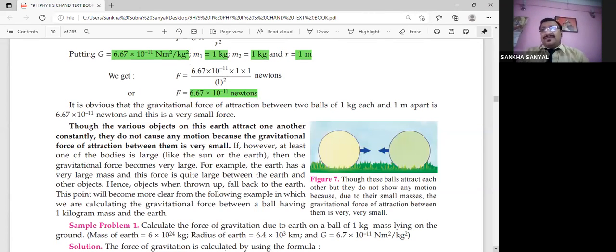There are times when people ask me, if it is so, according to what you are saying, if the earth is attracting the stone towards itself, then the stone also should have attracted the earth towards itself, because that's what the universal law of gravitation says.